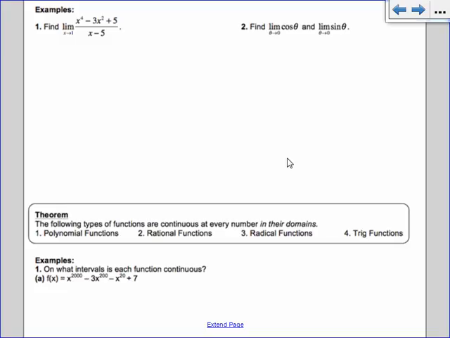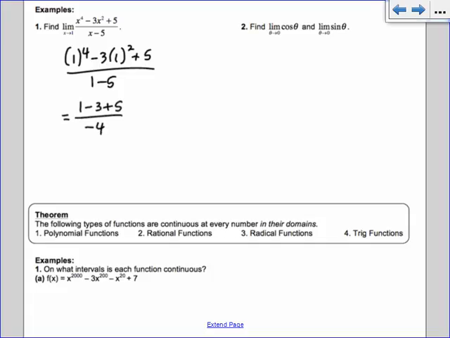Okay, so here's some examples. Well, these are the direct substitution examples. So this one just is a direct substitution. You can just plug in 1. That looks like 1 to the 4th minus 3 times 1 squared plus 5. We know we're able to do this because 1 doesn't make it undefined. So you get 1 minus 3 plus 5 all over negative 4. So you get negative 3/4.